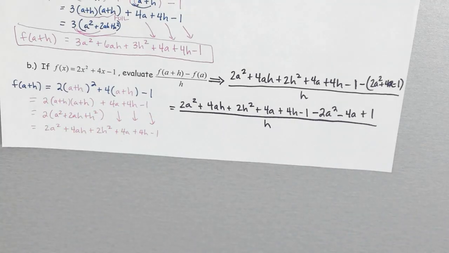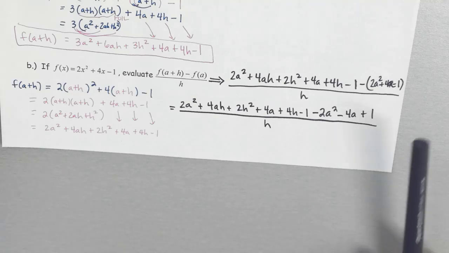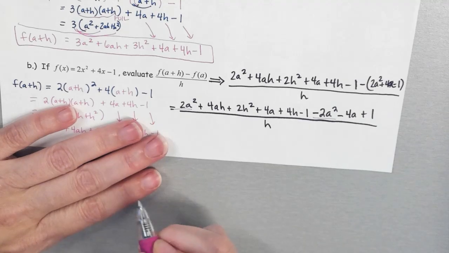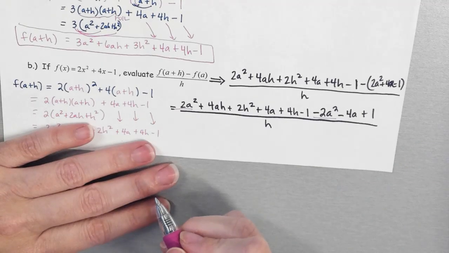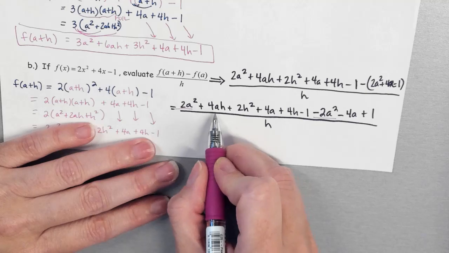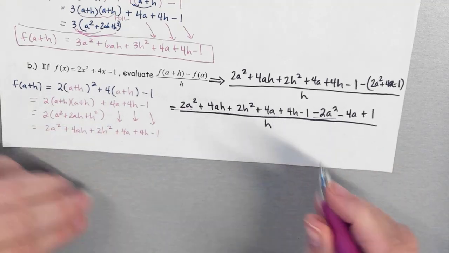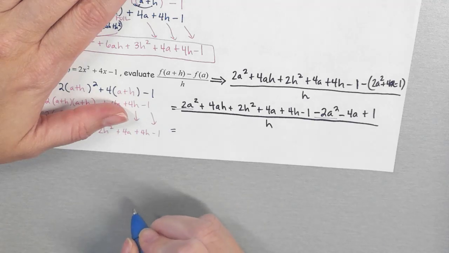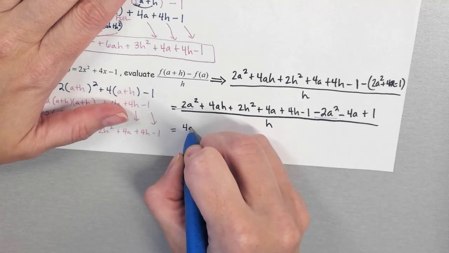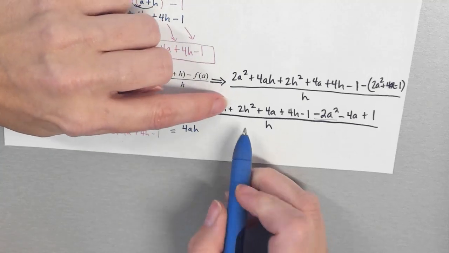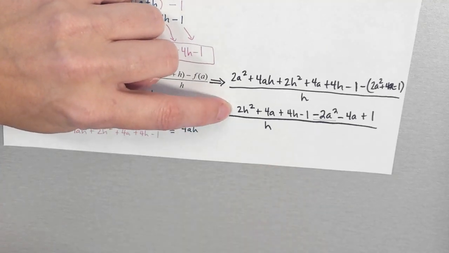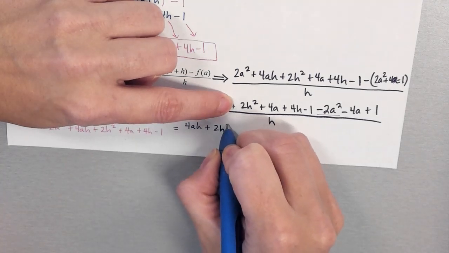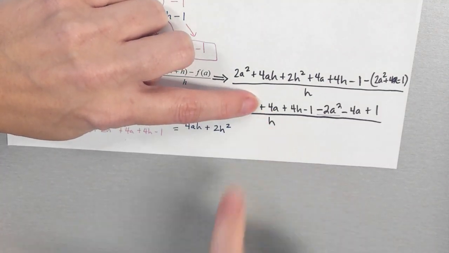Okay, so now we're just going to clean it up. So we're going to combine our like terms. So if you have 2a squared minus 2a squared, those are going to cancel out. Okay, 4ah, do I have any other ah's to combine that with? Nope, so I'm just going to write 4ah. Okay, the 2h squared, do I have anything to combine that with? Okay, I don't. And then what about the 4a?